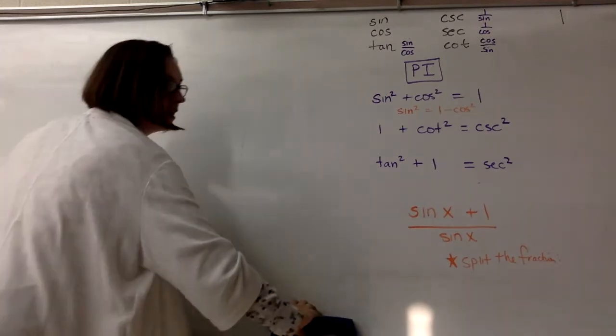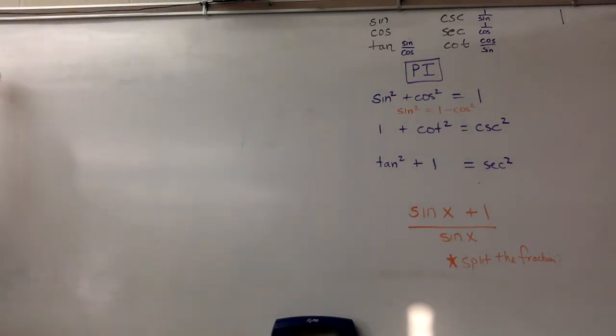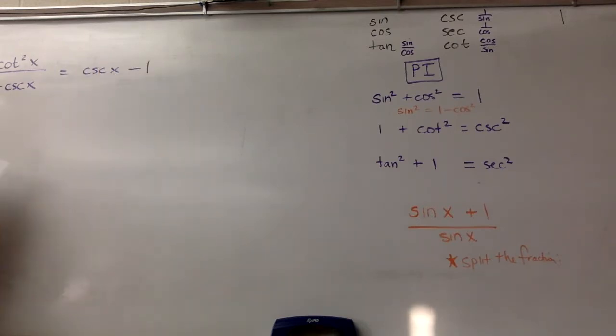Let's go all purple, I think. Number 2, cotangent squared x over 1 plus cosecant x is equal to cosecant x minus 1.